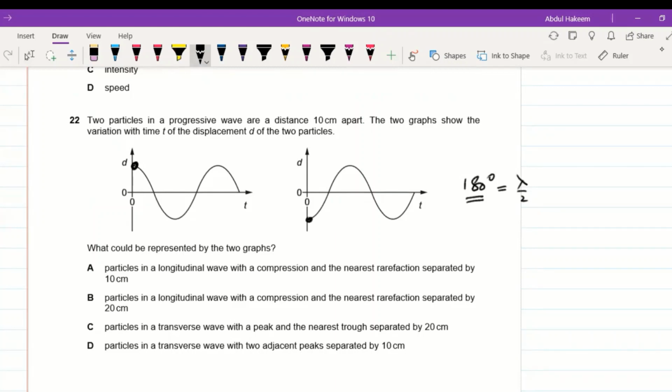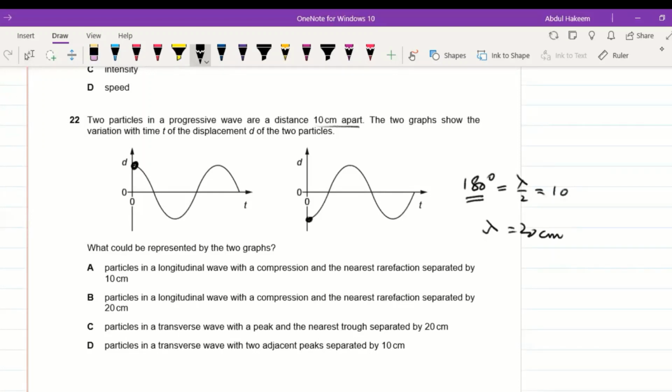And then two particles in a progressive wave are at a distance of 10 centimeter. So definitely this lambda by 2 is equal to 10. So lambda is equal to 20 centimeter. These two particles are at a gap of 10. So look, they are at an angular displacement of 180 degrees, meaning lambda by 2. This lambda by 2 is 10, so lambda is 20.